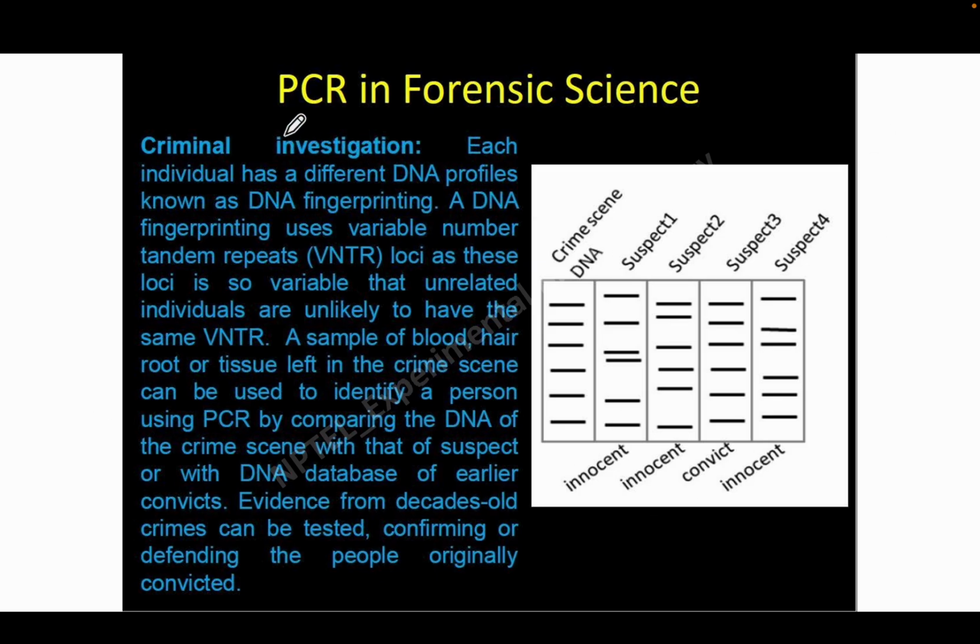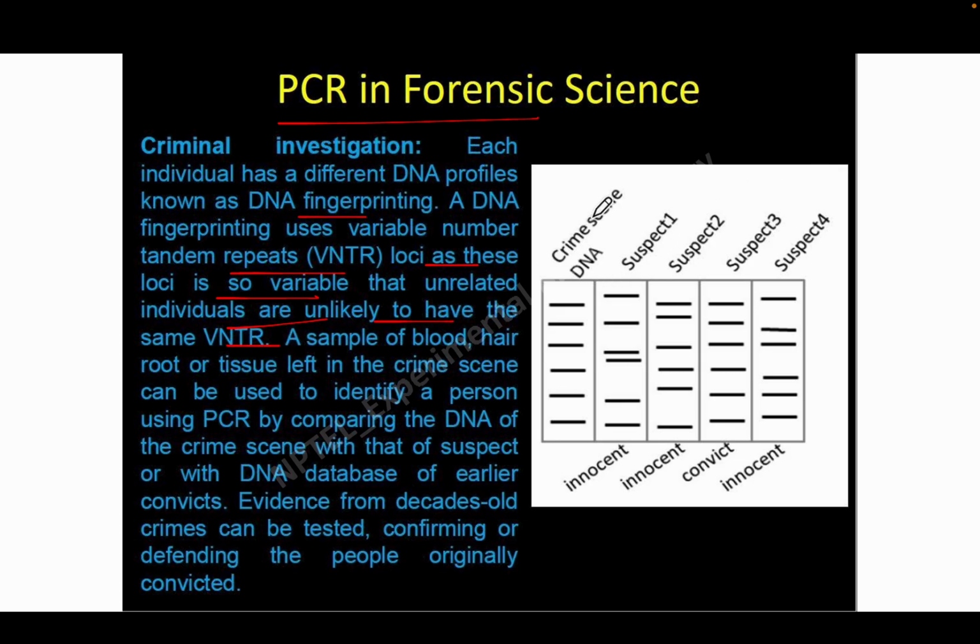Also, you know that PCR is very much important in forensic science, in criminology, in detecting paternity and all. Individuals have different DNA profiles, known as DNA fingerprinting. DNA fingerprinting uses variable number of tandem repeats loci, as these loci are so variable that unrelated individuals are unlikely to have the same VNTR.